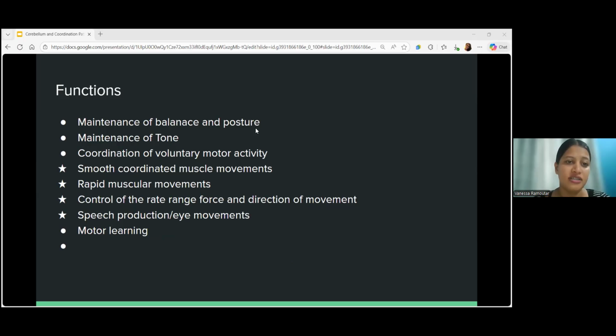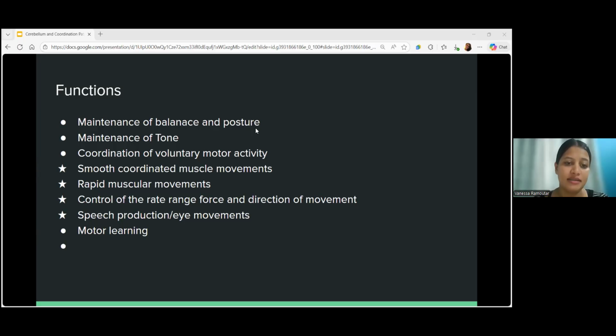The functions of this system include maintenance of balance and posture, maintenance of tone, coordination of voluntary motor activity, and these include smooth, coordinated muscle movements, rapid muscular movements, control of the rate, range, force, and direction of movement, speech production and eye movements, and also motor learning.